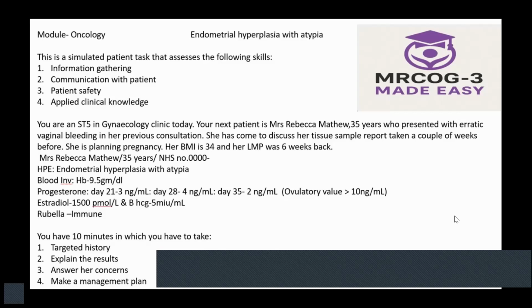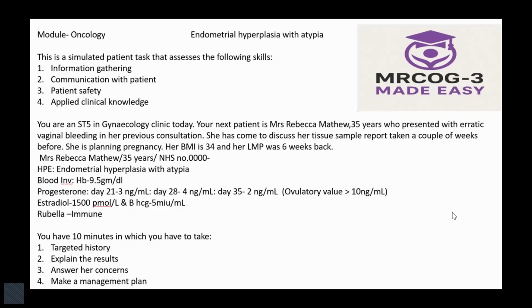And as I already told you, we'll be discussing two cases in each module. So today we are going to discuss the oncology module. Oncology is a lengthy module once again. Like maternal medicine and subfertility, it's a lengthy module, and there are the other aspects like information gathering, communication with the patient, family, and communication with the colleagues. So all these things are there: patient safety, applied clinical knowledge.